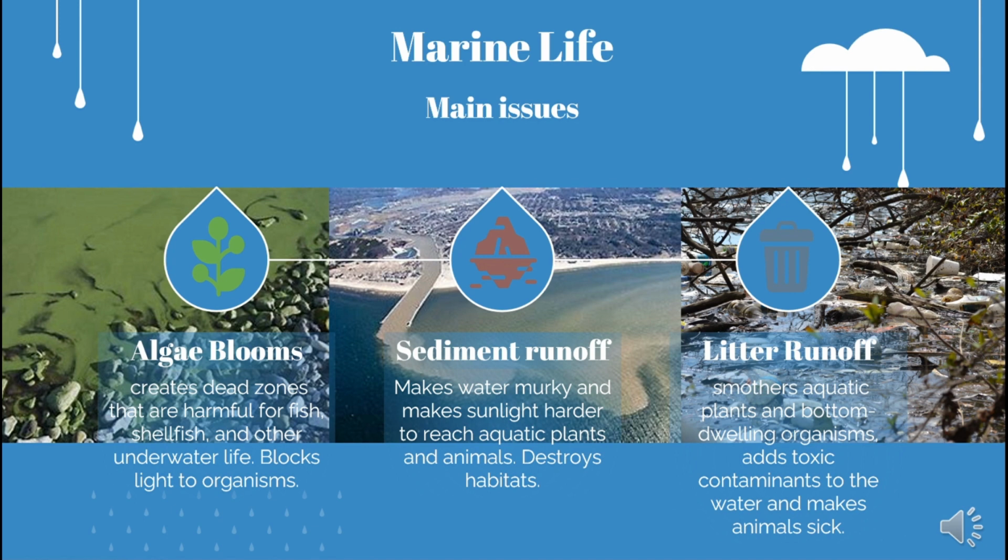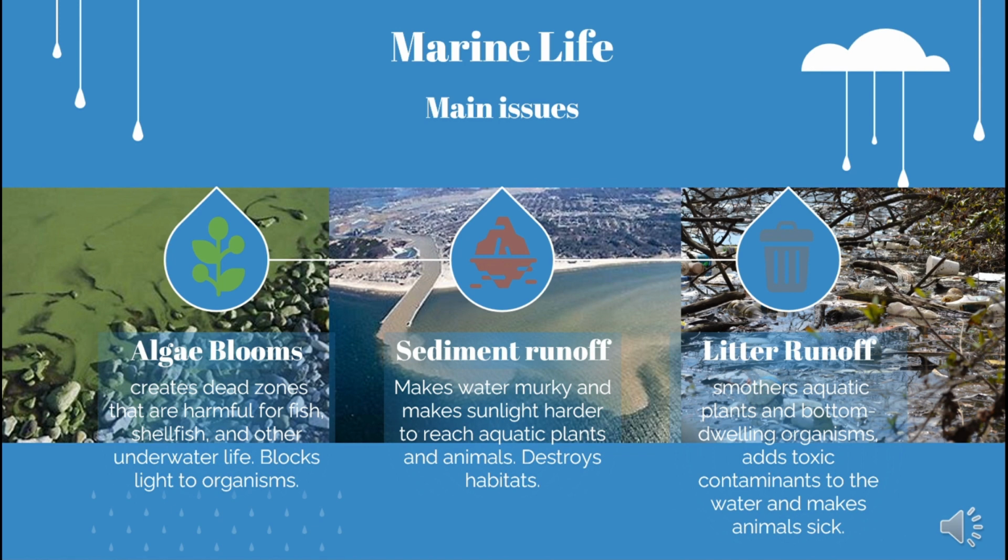The main issues facing marine life living in the bay are algae blooms, sediment runoff, and litter runoff. The first of the three, algae blooms, create dead zones that are harmful for fish, shellfish, and other underwater life. Their growth on the top of the water blocks light to organisms.